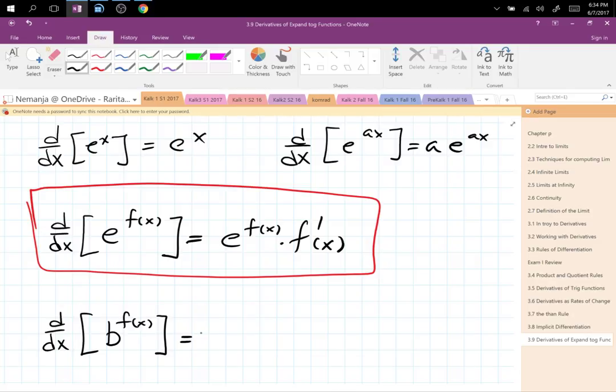So this is actually the boss equation. This one is the most general exponential case that you can get. And every other case above this one is kind of too specific for exponentials. So the derivative of this would be b to the f of x times ln of b times f prime of x. And that is the boss equation.